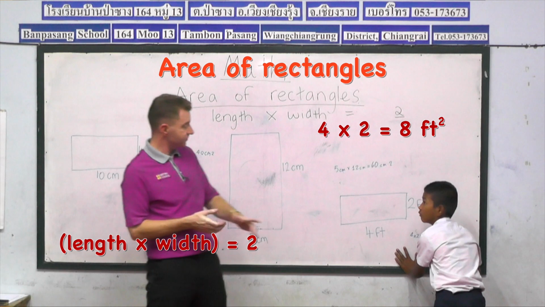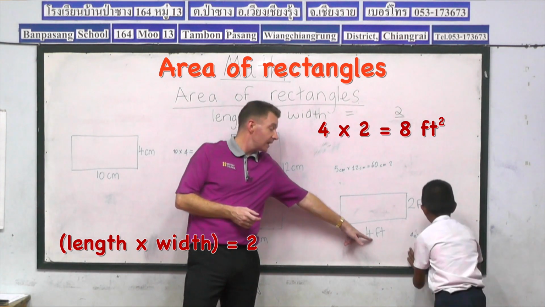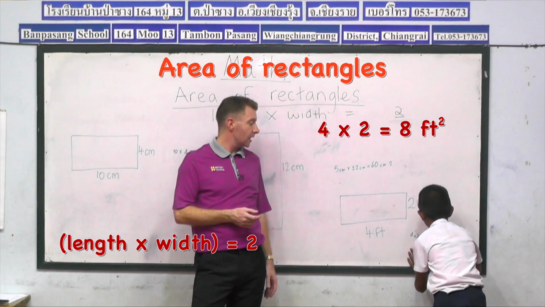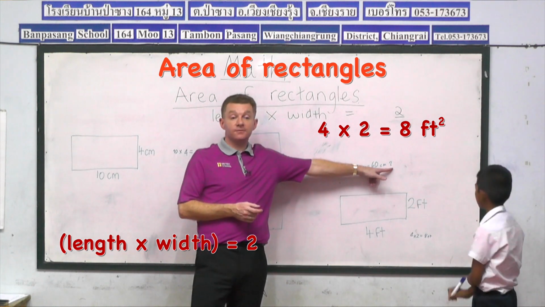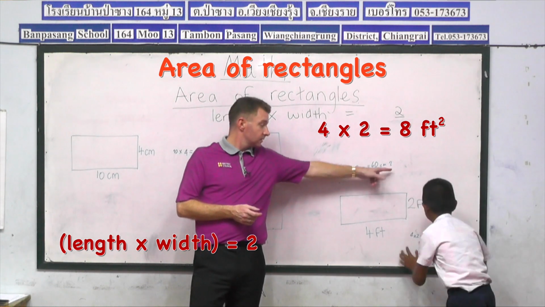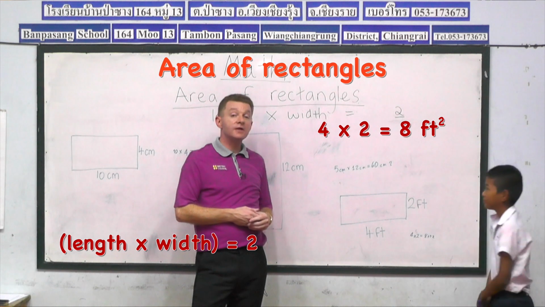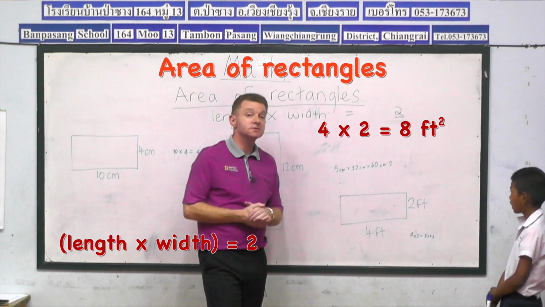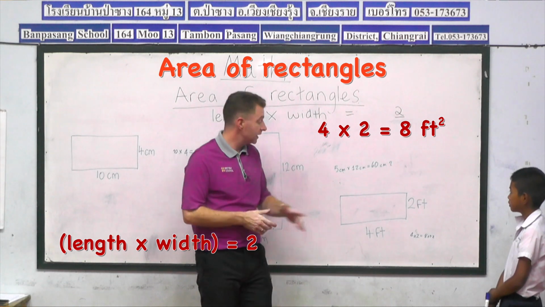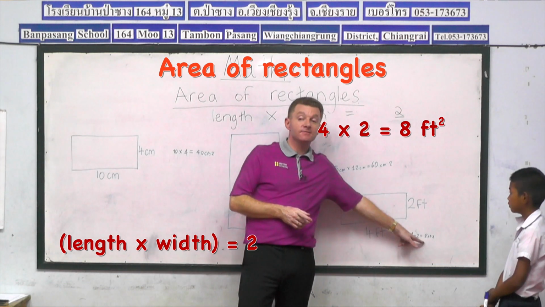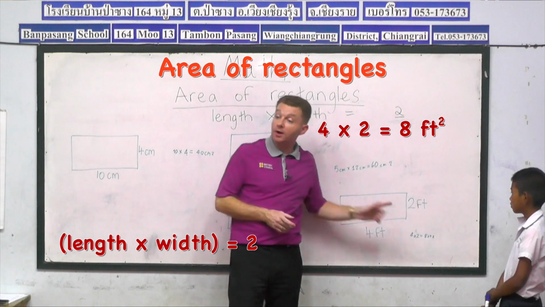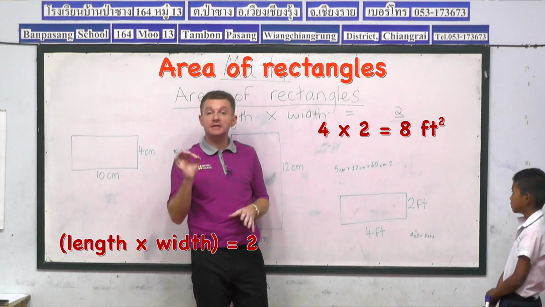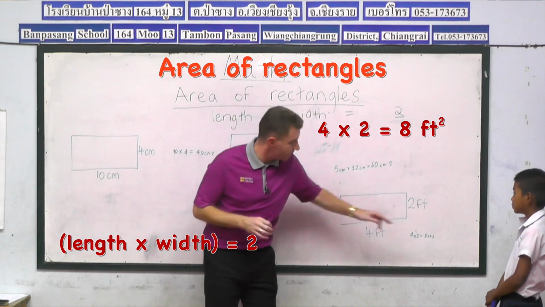Not centimeters this time. We've got foot, FT, and then squared. So we can say together, guys, 4 foot times 2 foot equals 8 foot squared. Because when we deal with the area of a shape, it's always squared.